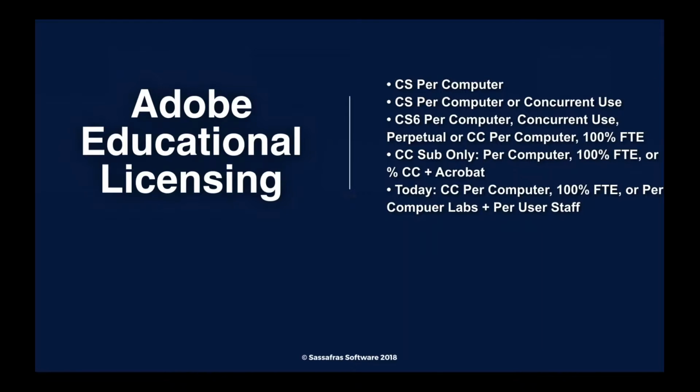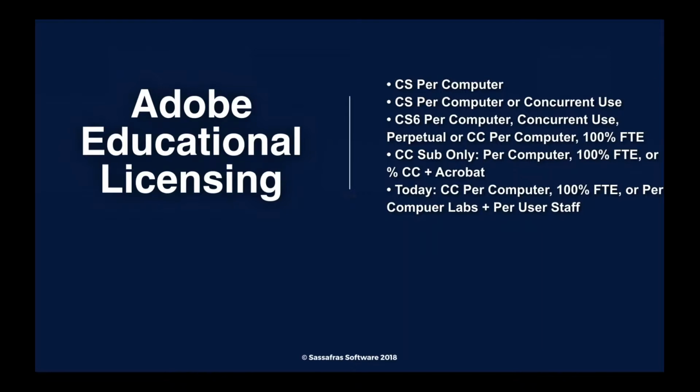As we stepped through CS 3, 4, 5, and 6, once we got to CS 6, concurrent use and perpetual licenses were still available. And when Creative Cloud was released, there was a time period where you could go with the subscription Creative Cloud model or continue to buy the Creative Suite the old way. But the option for Creative Cloud originally was 100% FTE, or full-time employees. So it was essentially a site license to move on to subscription.